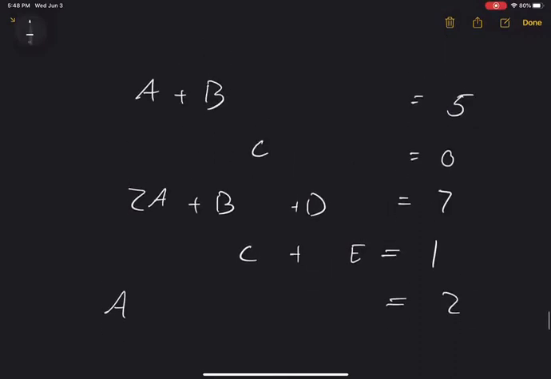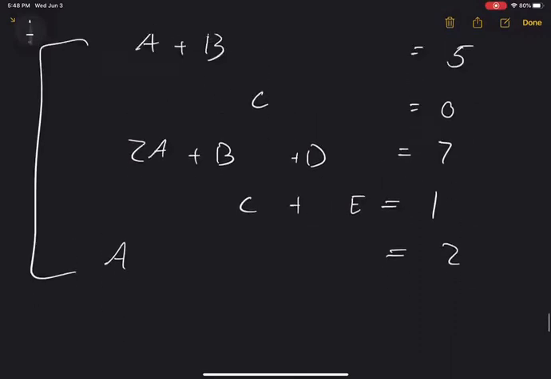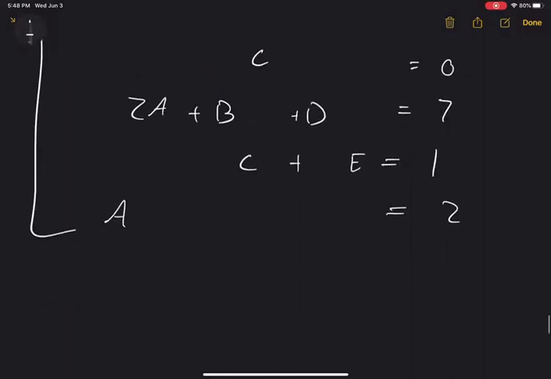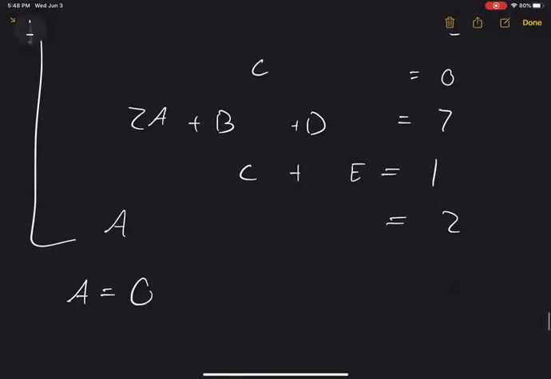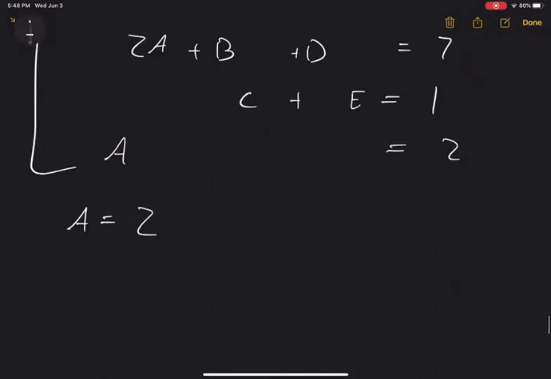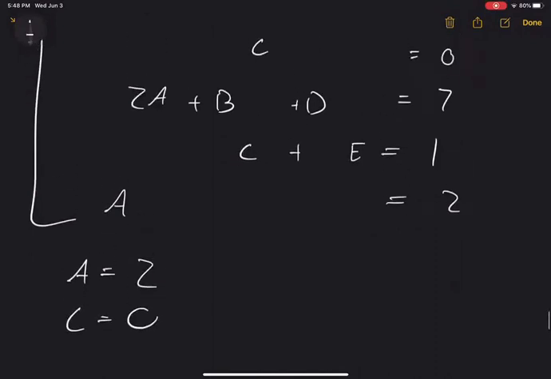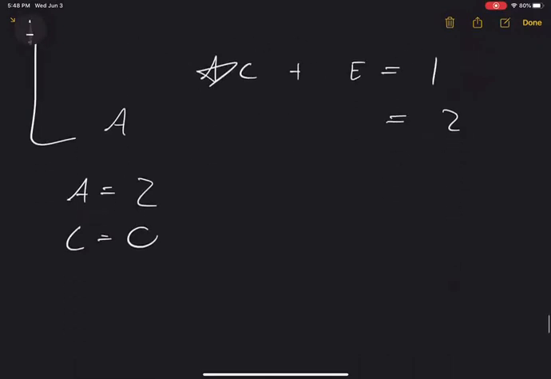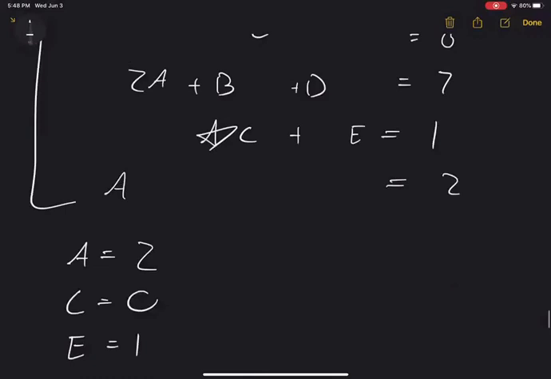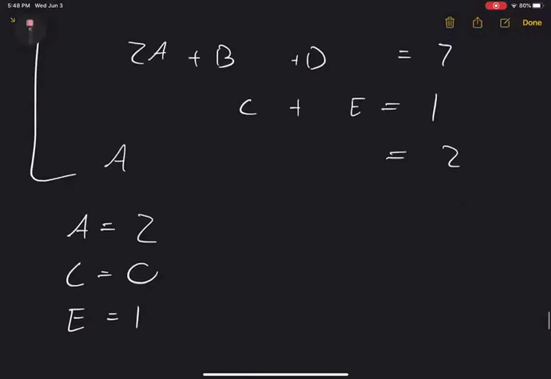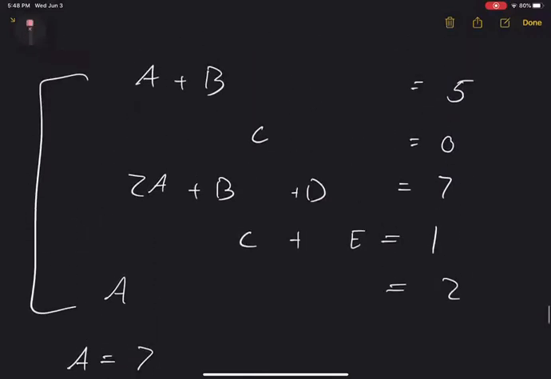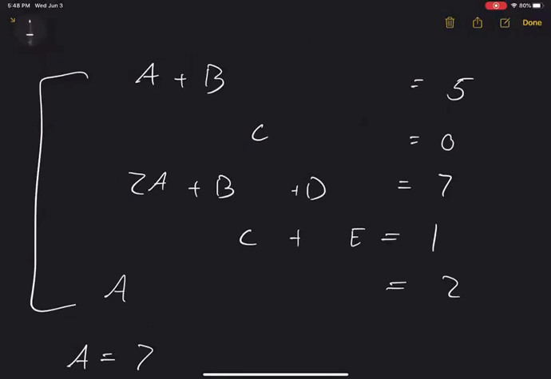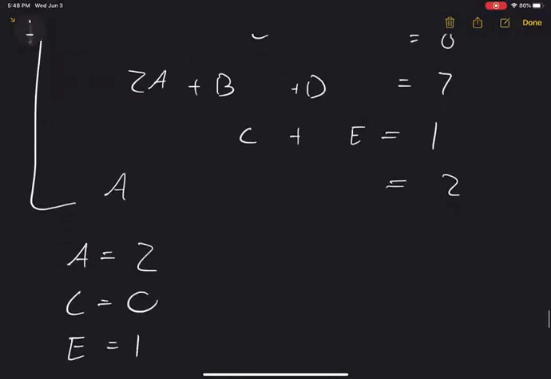Okay. So now it's just about solving this system of equations. So let's keep track of what I know. We already know a equals 0, or excuse me, a equals 2, and then we know c equals 0, right? Okay. Now that I know c equals 0, I can solve this thing. So e has to equal 1. Now I know a, c, and e. Since I know a, I can solve for b in here, right? So b has to equal 3.